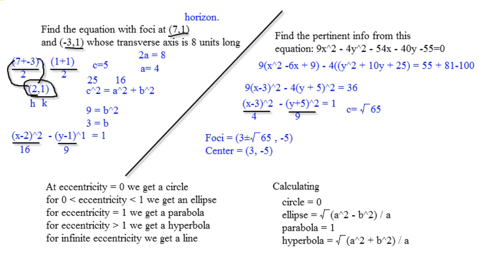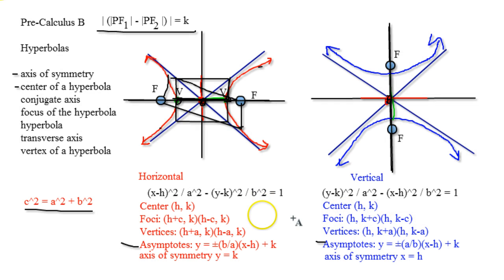Now the asymptotes is what we're going to actually get from this. So the asymptotes, if you remember your formulas, since this is a horizontal, our asymptote is going to be y equals plus or minus b divided by a times x minus h, plus k. And in this one, b and a are going to be, let me see, a always comes first, so a will be 2.